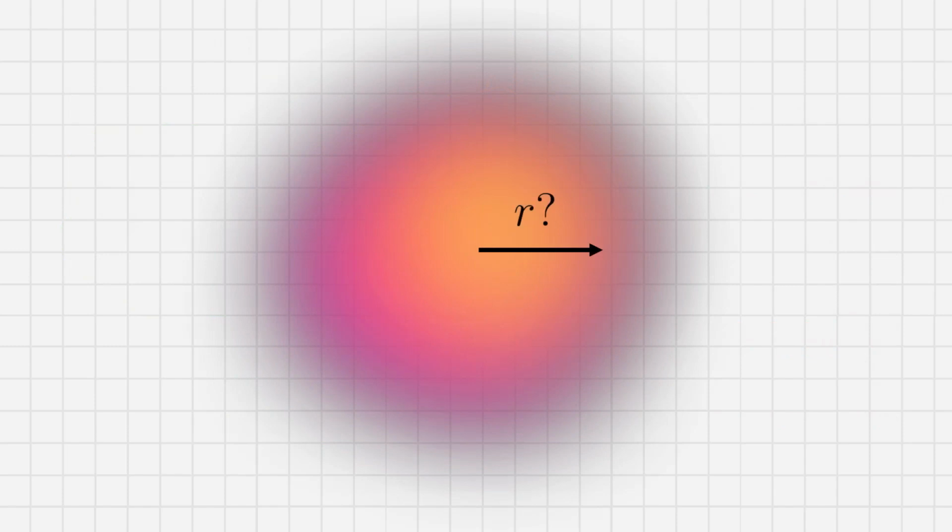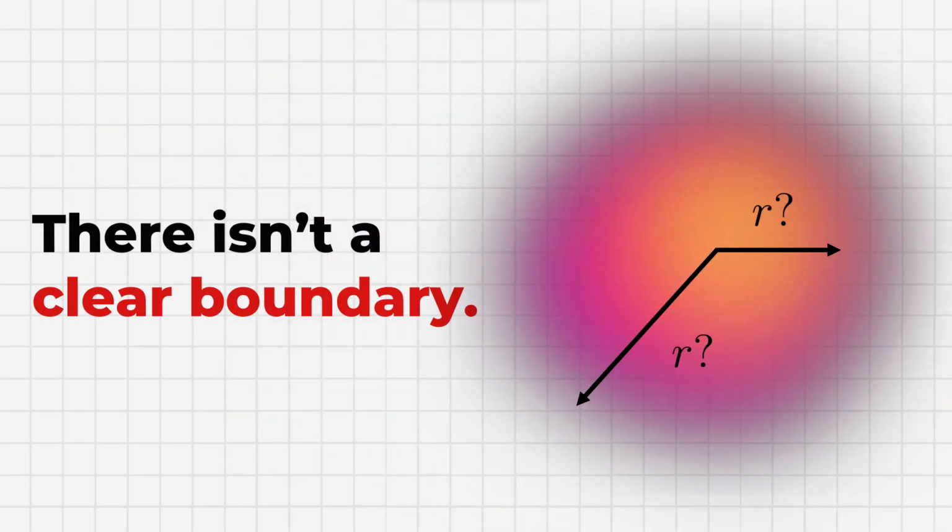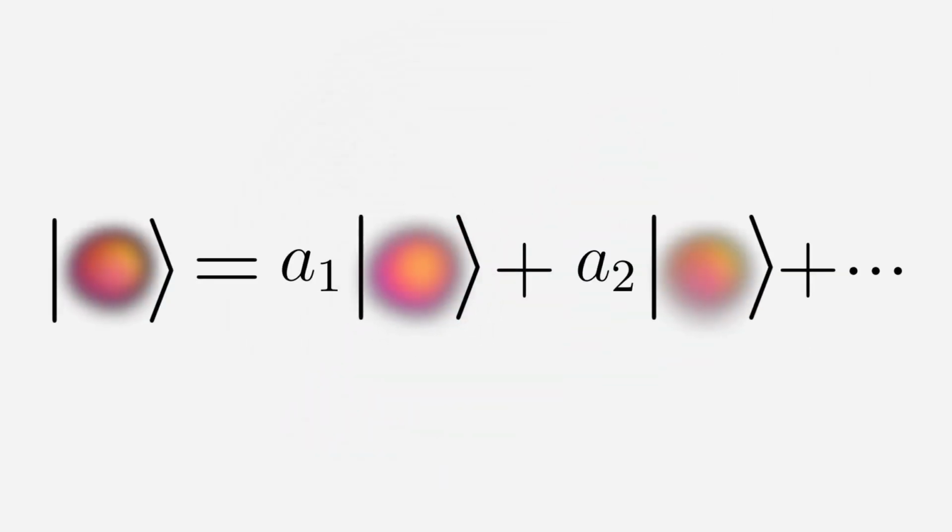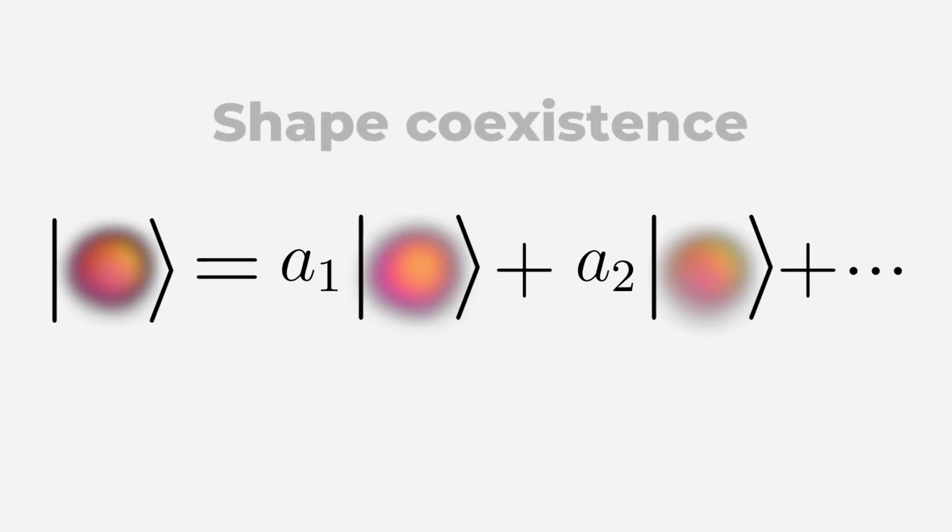Is this the radius or is this the radius? There isn't a clear boundary on where the particle starts and where it stops. It also doesn't help that quantum particles can transition, and particles in transition can also be thought of as a superposition of multiple states. This is what's called shape coexistence.